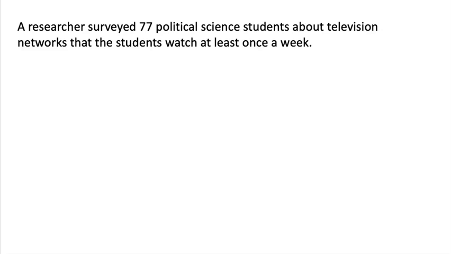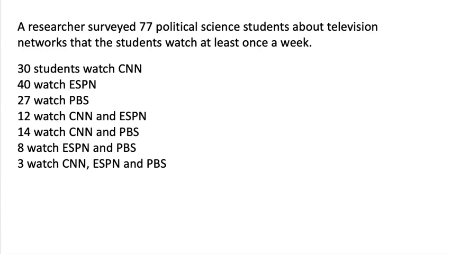A researcher surveyed 77 political science students about television networks that the students watch at least once a week. And here's the results. 30 students watch CNN at least once a week. 40 watch ESPN, 27 watch PBS. 17 watch both CNN and ESPN. 14 watch both CNN and PBS. 8 watch both ESPN and PBS. 3 watch CNN, ESPN, and PBS.